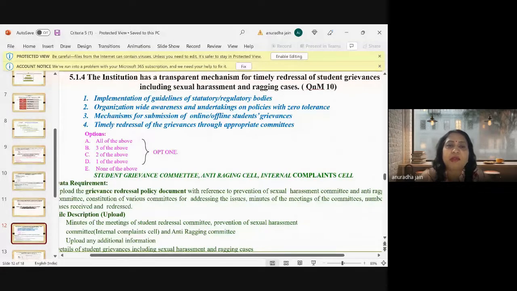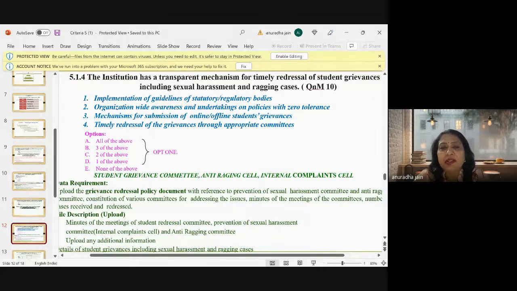And you should also mention on your notice boards about these committees like student grievance committee, ICCSH and anti-ragging cell. So every student should be aware of the existence of these committees. Therefore awareness programs are required for this. There should be a policy with zero tolerance. The policy we have to put on the website of the college.